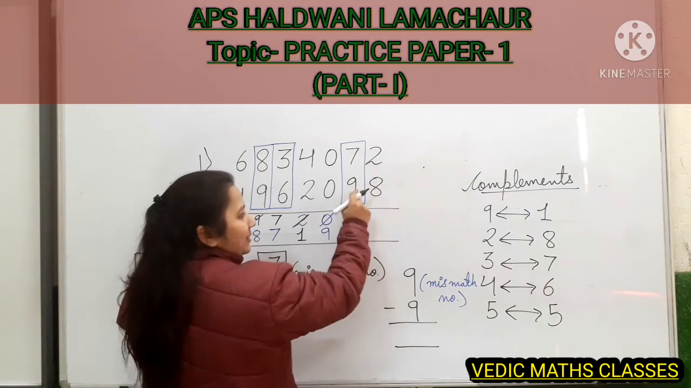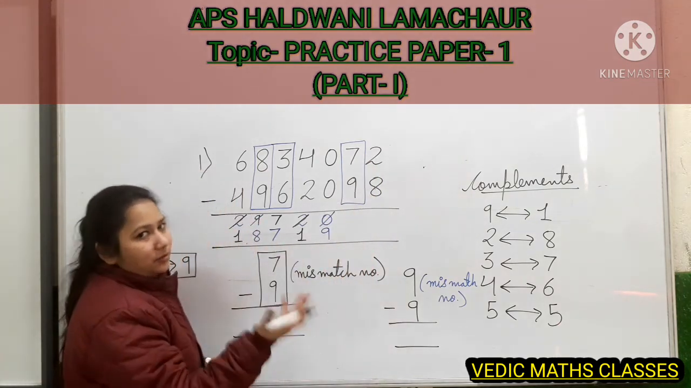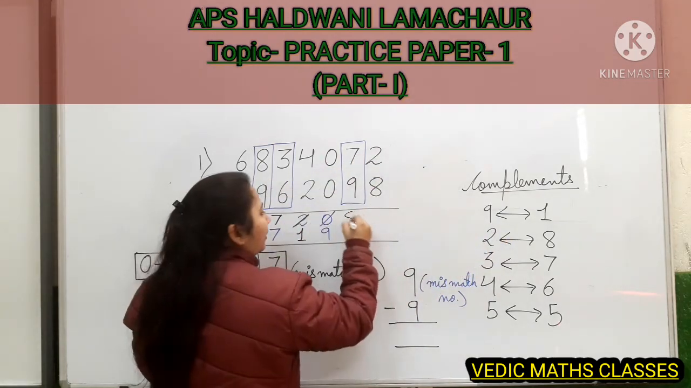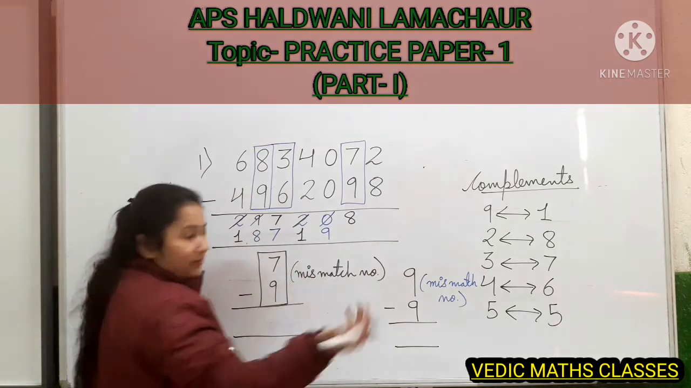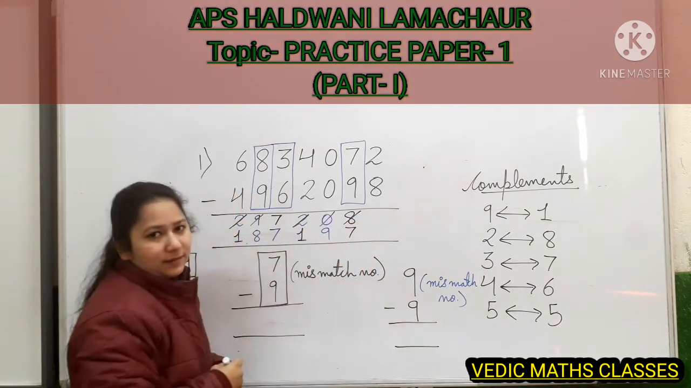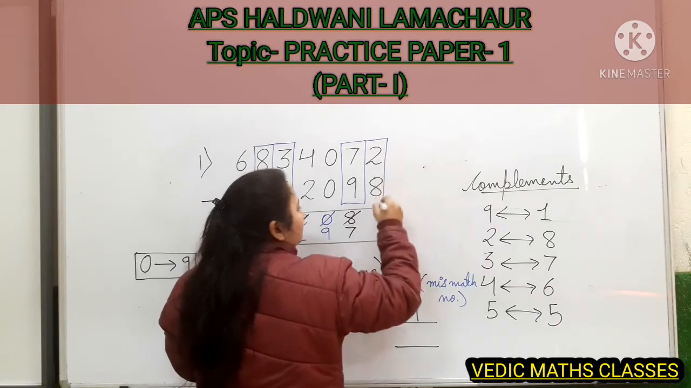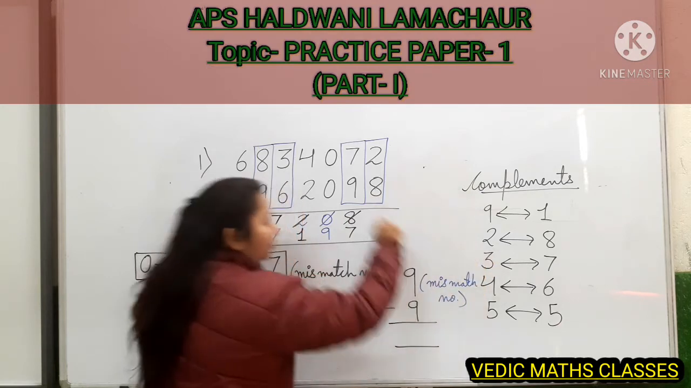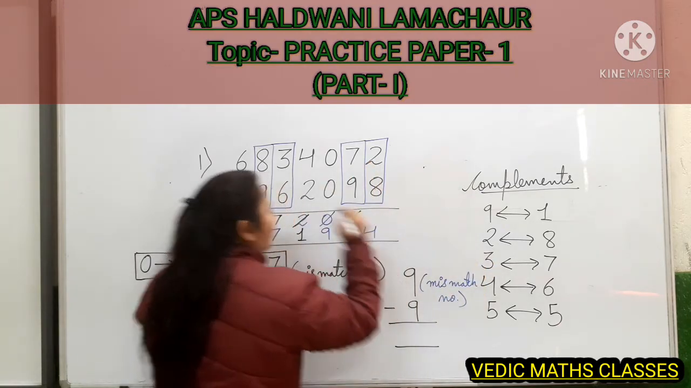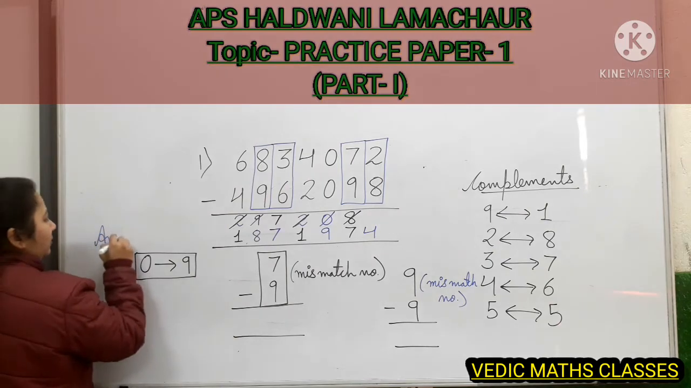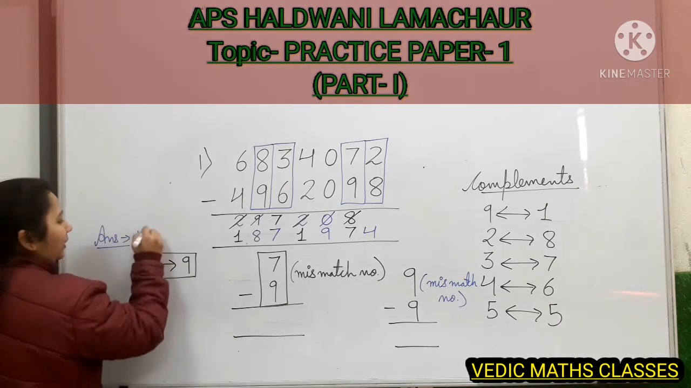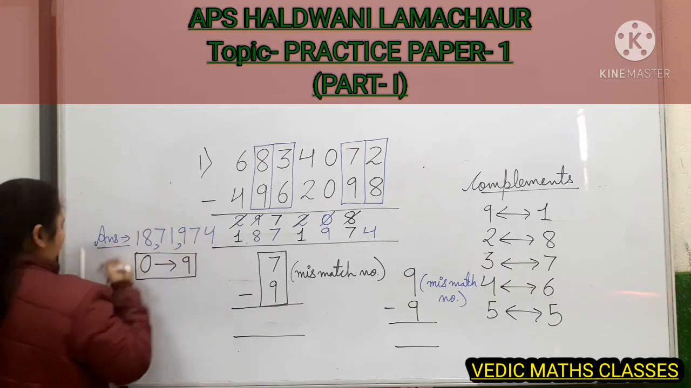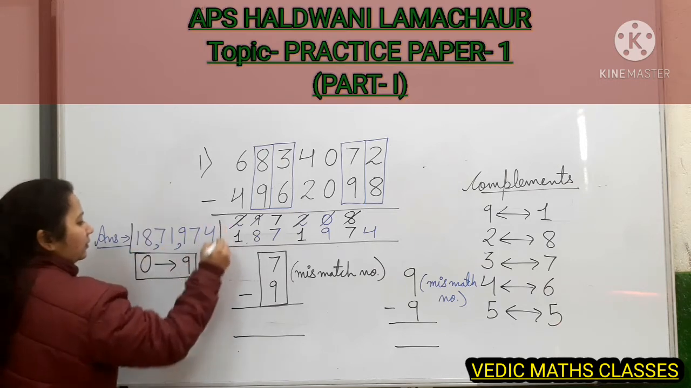Now, 7 minus 9. Now, again, use the complements. 9 has the complement 1. Now, 7 plus 1, 8. Now, next digit is again a mismatched number, so 8 will become 7. Now, next. Now, what is the complement of 8? 2. 2 plus 2? 4. So, your answer is 1, 8, 7, 1, 9, 7, 4. Now this is your answer.